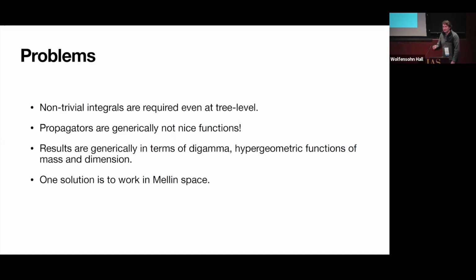Then finally, in the cases where we actually do have results, the results usually turn out to be certain types of hypergeometric and digamma functions of the mass and dimension. Digamma functions do not really have nice differential equations; Hölder's theorem can be generalized to show this. So you already have problems. One solution, which is what we're going to do in the remainder of this talk, is to work in Mellin space. Mellin space is something like a momentum basis for AdS.